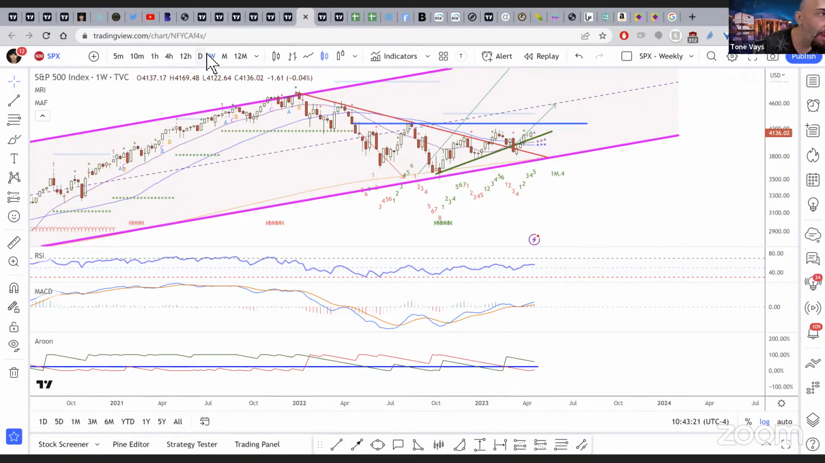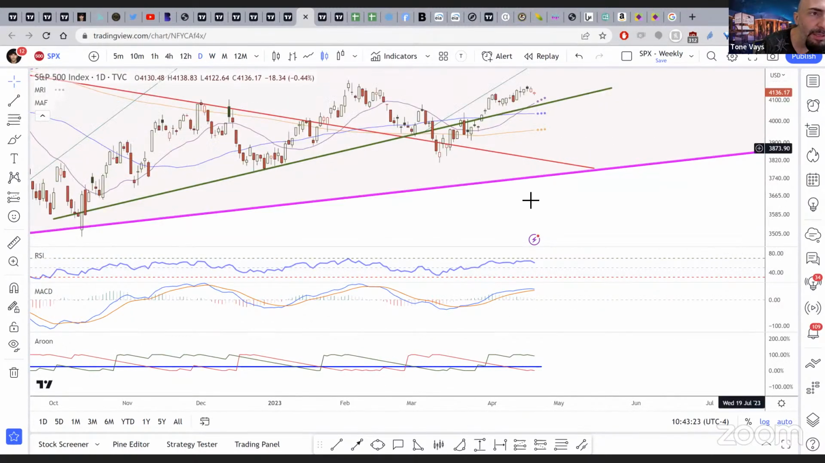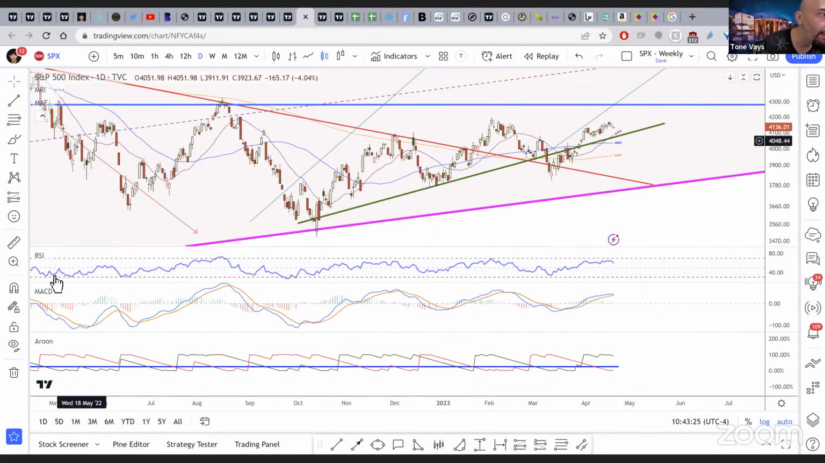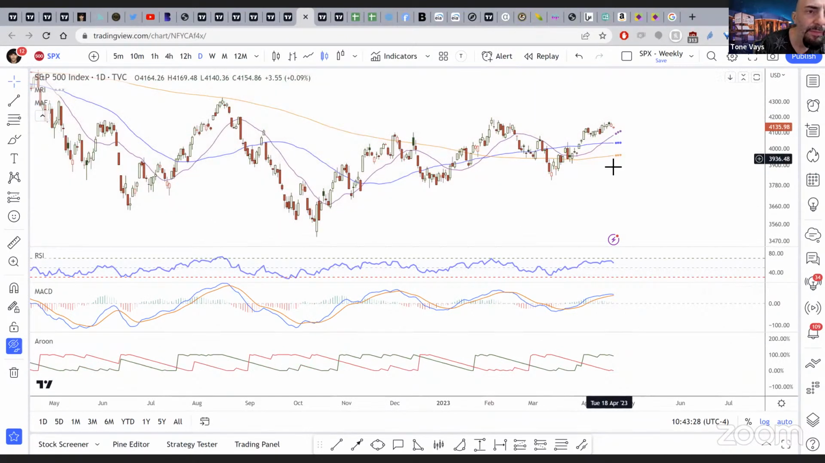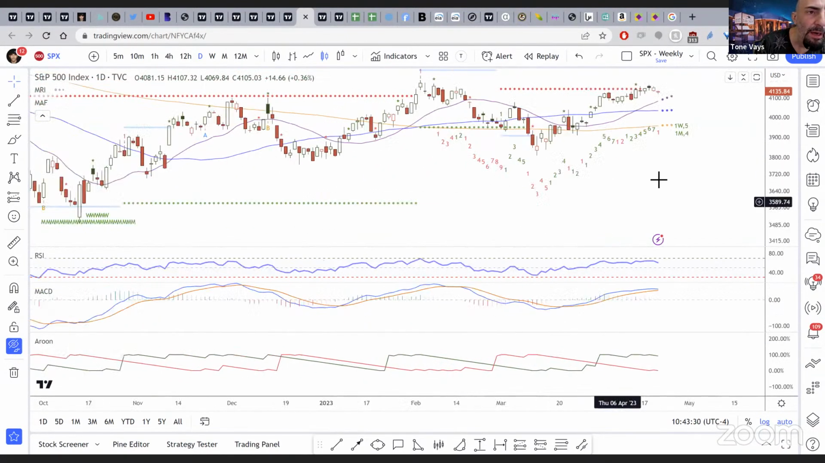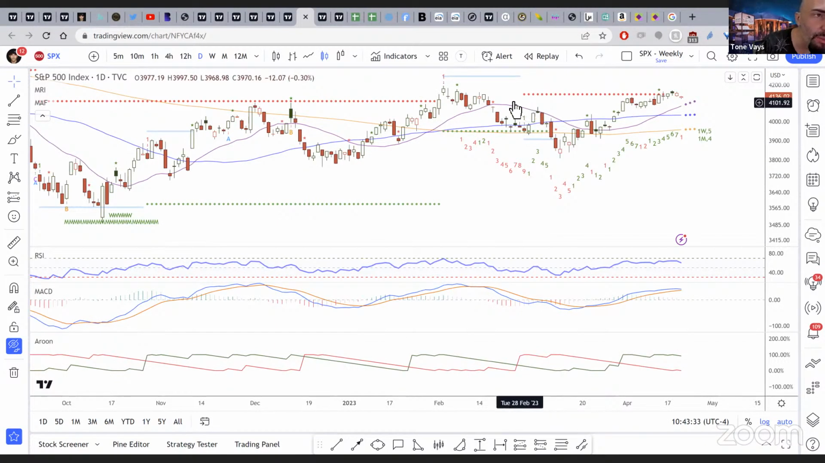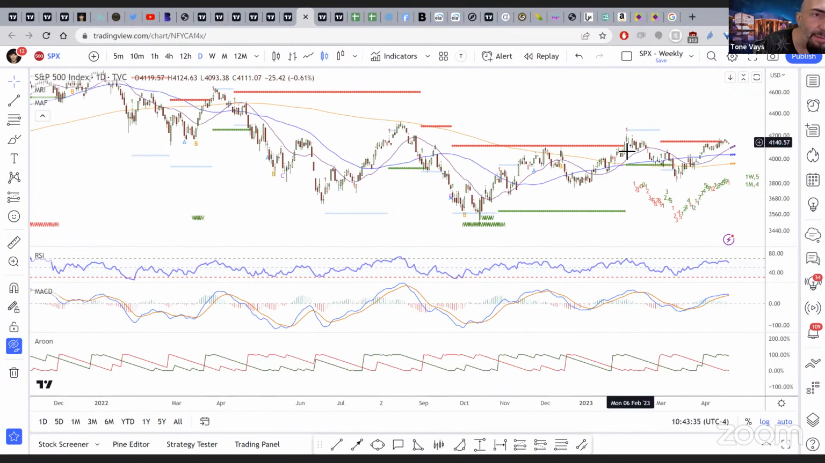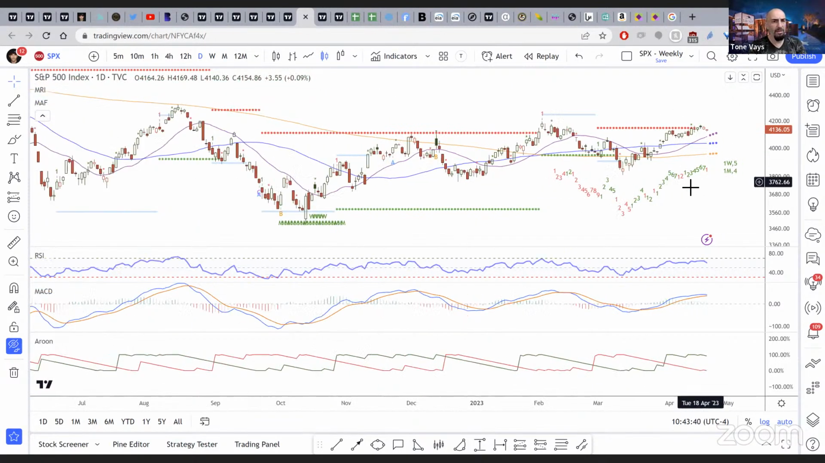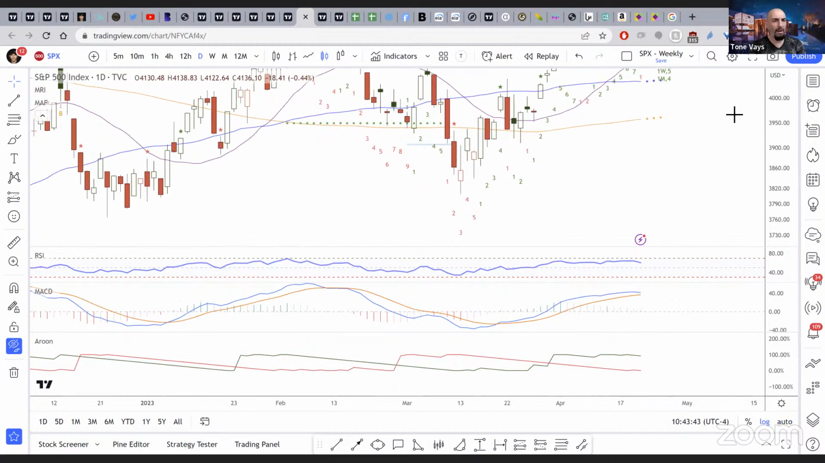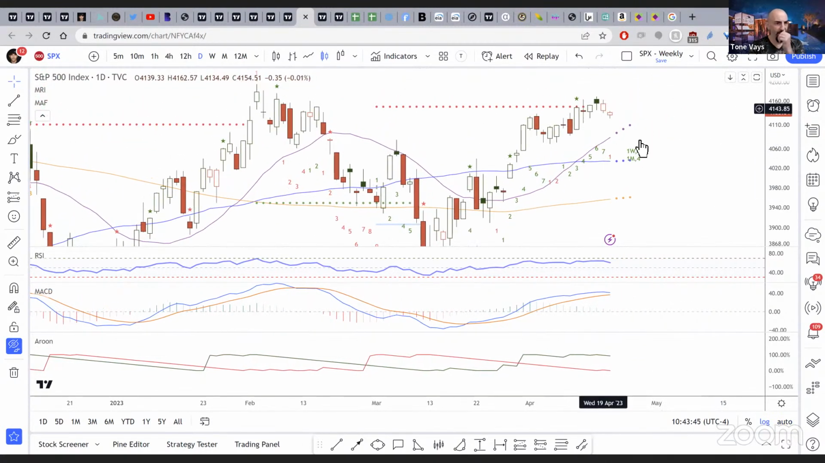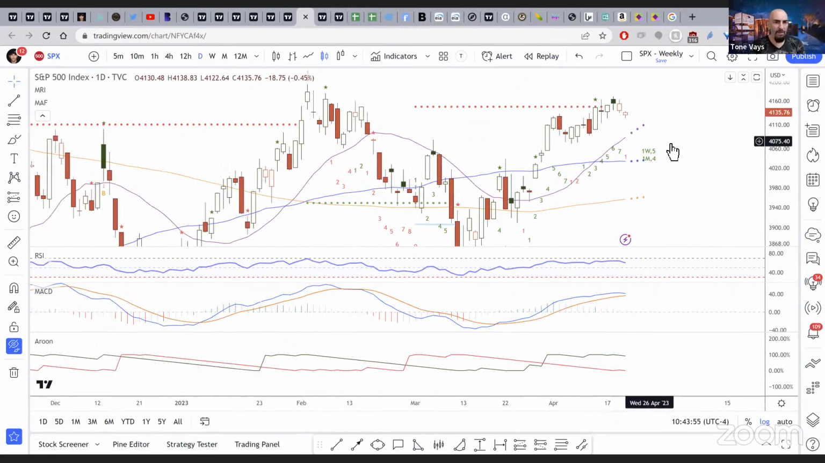I want to look at the daily S&P with the MRI. I want to drop everything else. Okay, so the daily MRI also broke the MRI resistance line. It broke it back here, and it broke it again here. Those are bullish signs with a daily MRI. So I think the S&P 500 is fine.